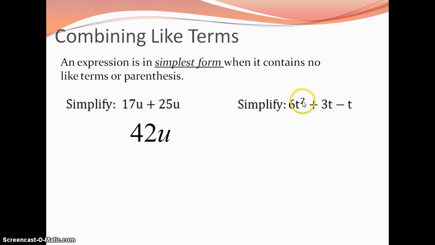So I have a t to the second power here, I don't have a second power here, I don't have a second power here. So I cannot combine this first term with anything. It's just going to be brought down to the next line. My second term is 3t, t to the first power. My last term is also raised to the first power, so I can combine these. These are like terms. 3t minus 1t gives me 2t. Final answer is 6t squared plus 2t.